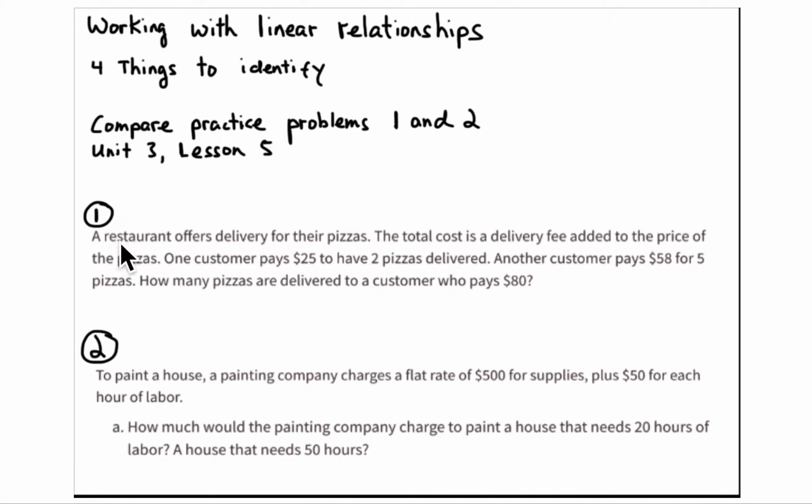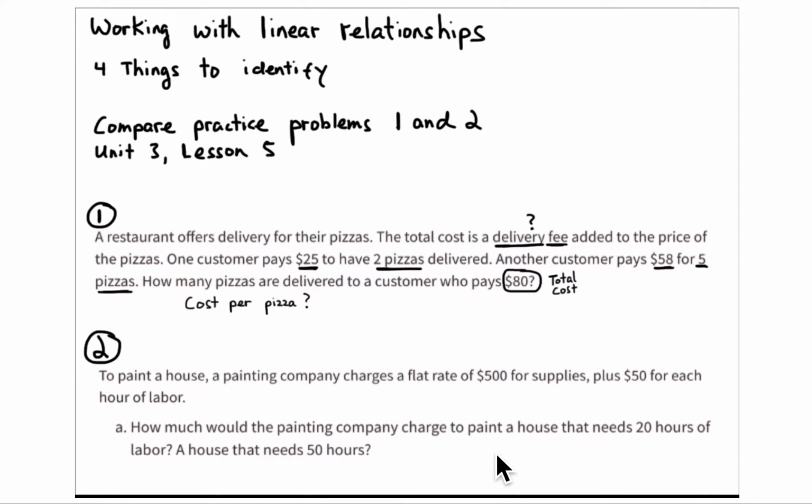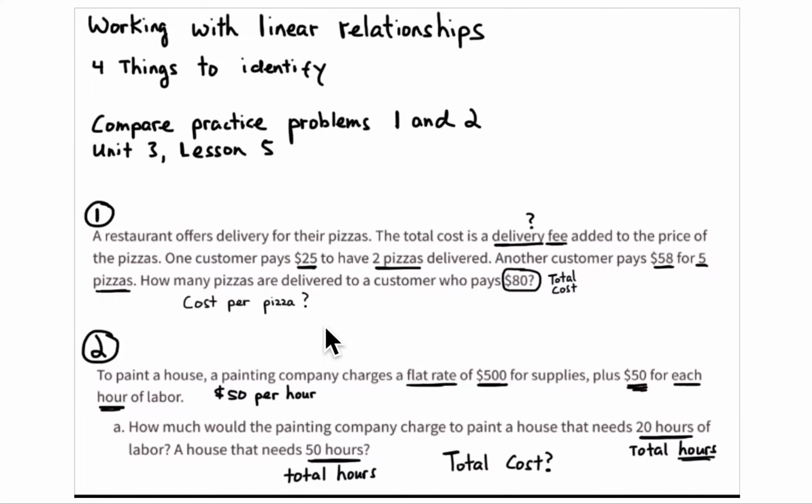So this is problem number 1, and this is problem number 2. And you really only need the A part for problem number 2 to do this. So for problem number 1, there are pizzas that are being delivered. And so you have to calculate the delivery fee. They tell you that 2 pizzas cost $25, 5 pizzas cost $58. So they want to know what's the total number of pizzas that you order if you pay $80. So you have to go through and figure out the delivery fee. You have to figure out the cost per pizza.